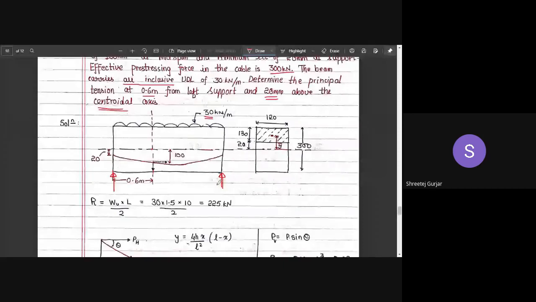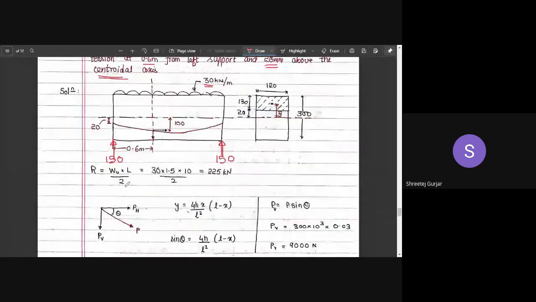So half of 300 is what? 150, right? 150 is the reaction RA. 150 is the reaction RB. Okay, so now what we will do, we will multiply that by the factor of safety, and we will calculate directly.